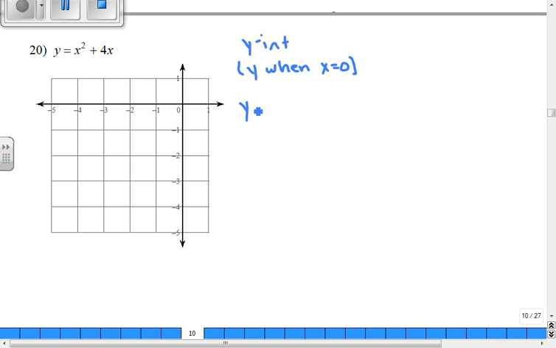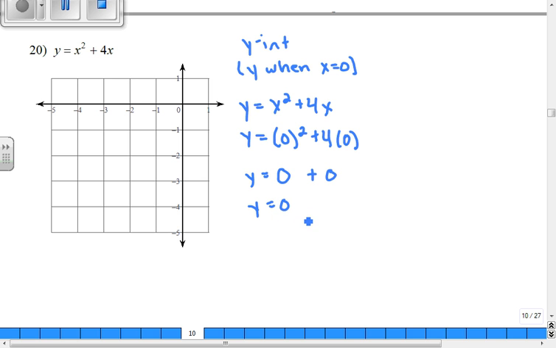So let's take our equation. We have y equals x squared plus 4x. And we're just going to plug in 0 for x. So 0 squared plus 4 times 0. Well, 0 squared is 0 times 0. 0 times anything is 0. 4 times 0, once again, 0 times anything is 0. So y equals 0. And we know that the y-intercept was y when x was 0. So that means my point here is (0, 0).